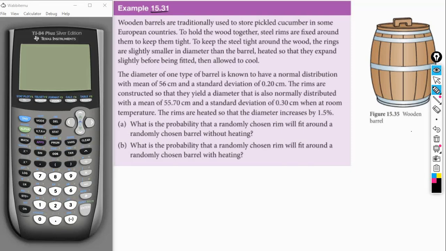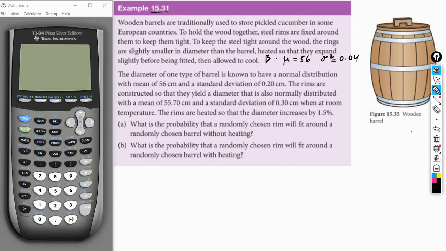The diameter of one type of barrel is known to have a normal distribution, with a mean of 56 centimeters. So for the barrel, we have a mean of 56 and a standard deviation of 0.20 centimeters. So if the standard deviation is 0.20, that means that the variance is going to be 0.04.